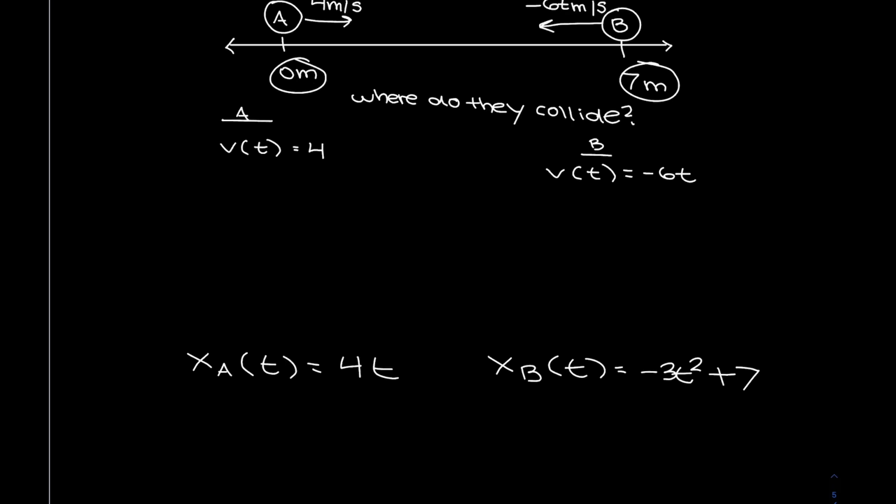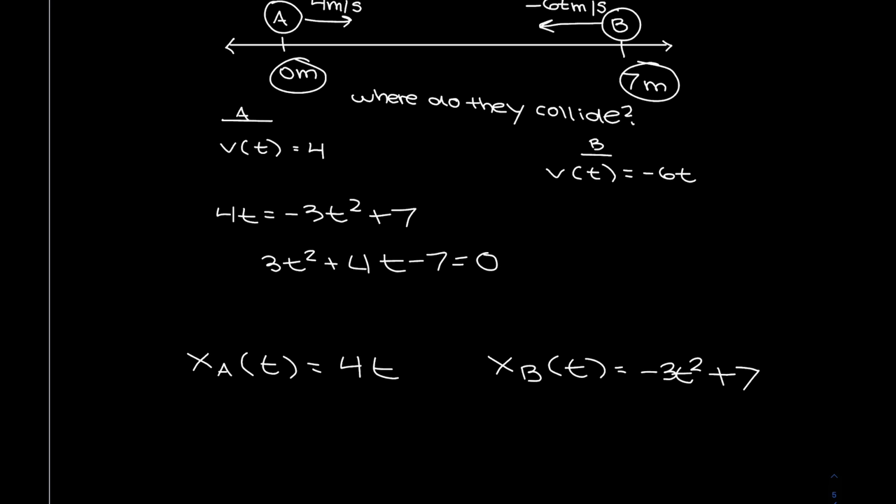So now we can set these two equations equal to each other because we know that they will be the same once they collide. So we can say 4t is equal to -3t squared plus 7. Now this is a basic quadratic, so let's put everything onto one side. We are left with 3t squared plus 4t minus 7 is equal to 0.